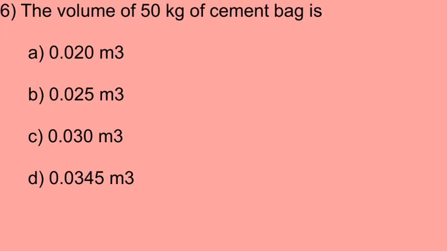Next question. The volume of 50 kilogram of cement bag is option A 0.020 meter cube, option B 0.025 meter cube, option C 0.030 meter cube, and option D 0.0345 meter cube. The volume of 50 kilogram of cement bag is 0.0345 meter cube. Option D is the answer. Volume of 50 kilogram cement bag is 0.0345 meter cube. Option D is the answer.